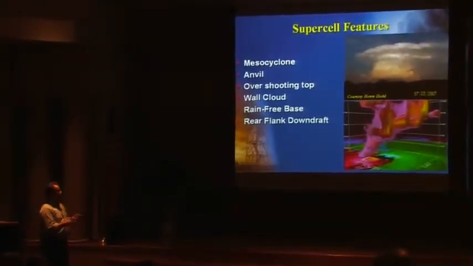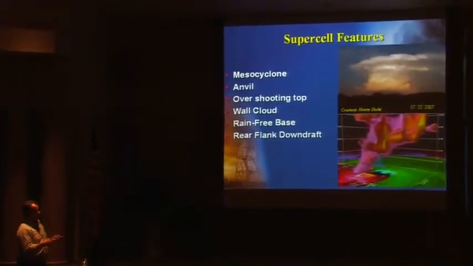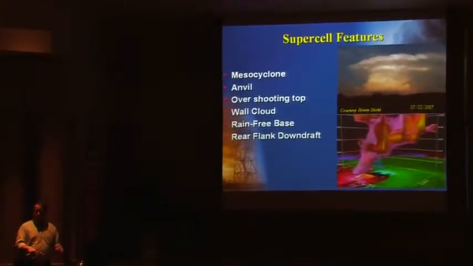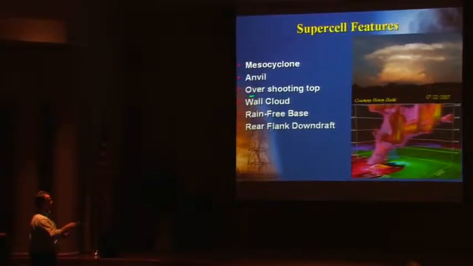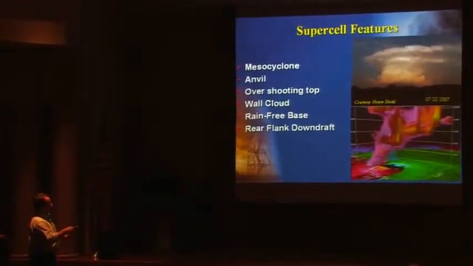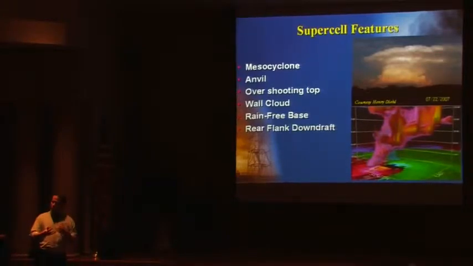Now, cloud features to watch for when they are well off in the distance, the anvil and the overshooting top. We'll talk about that in a moment. The more important ones are the ones that are close to the ground that produce the tornadoes. It's this rain-free cloud base from which an isolated lowering or wall cloud develops, and this rear flank downdraft and how it wraps into the storm and how it plays a role in tornado development.